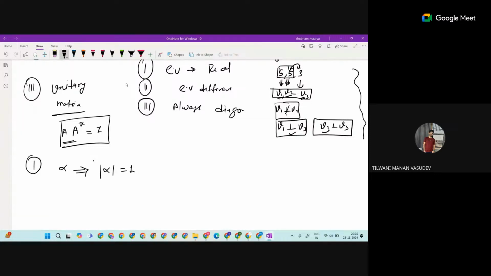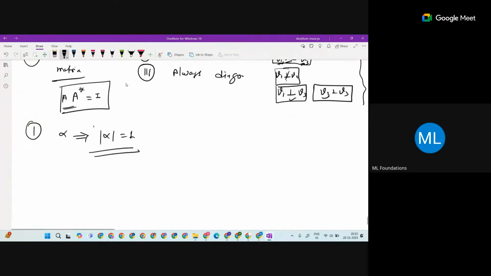Sir, A star A equal to identity, right? Matrix A star into A equal to I. You have written Z, sir. No, not this, this is I. Oh, it's looking like Z. Yes, it looks like that. This is I, sorry. So this I means identity matrix. So if alpha is an eigenvalue, then this will surely happen.